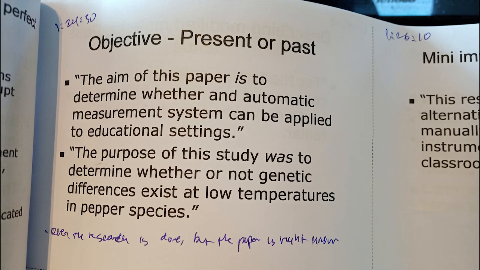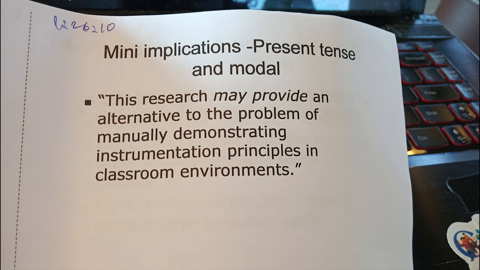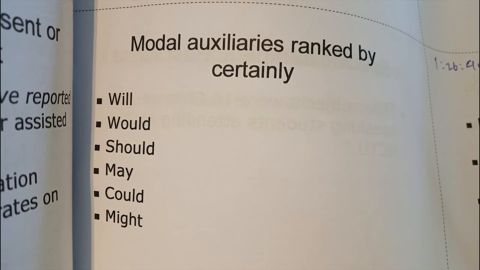At the end of the introduction, we have something called mini implication, and it will go something like this. This research may provide an alternative. Now, I can't say this research provides, because that would be a fact, and I don't know, I hope. I also can't say provided, no, that's past tense. I'm guessing here, I'm hoping here, but because I'm guessing, I will use the hedging word. Remember the hedging word, may provide an alternative. I told you about these already.